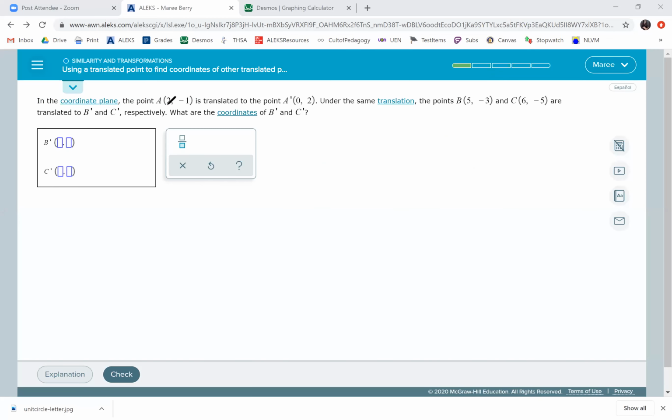Okay, so we're going from 2 to 0, which means we subtracted 2 from x. And then -1 to 2 means we added 3. So we're going to add 3 to y. So let's see if that makes sense. 2 minus 2 is 0. -1 plus 3 is 2. Okay, that works. So b is (5, -3). So b prime, we want to subtract 2 from 5, which is 3. And -3 plus 3 is 0.